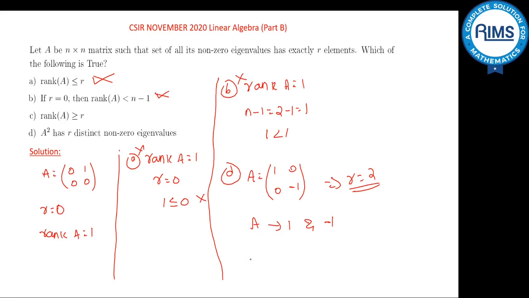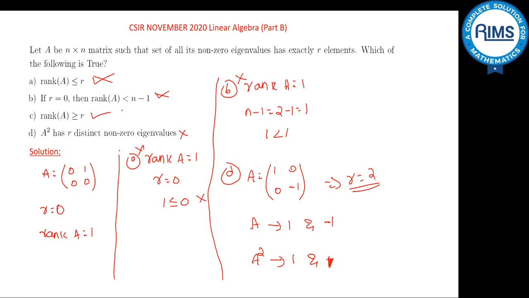And what are the eigenvalues of A square? The eigenvalues of A square are 1 square, that is 1, and minus 1 square, which is also 1. Considering the total number of distinct eigenvalues, here only 1 is the eigenvalue, therefore the claim that A square has r distinct non-zero eigenvalues is wrong, so option D is also wrong. So here only option C is true.